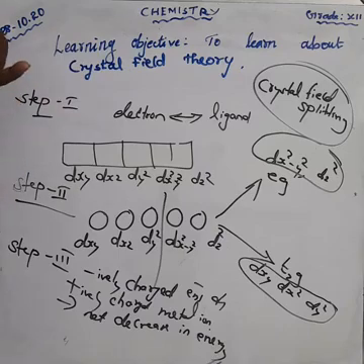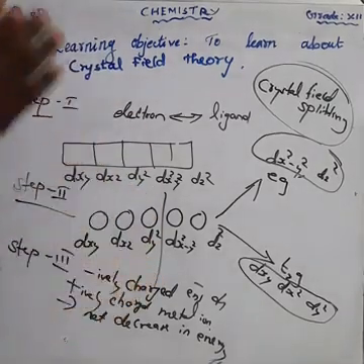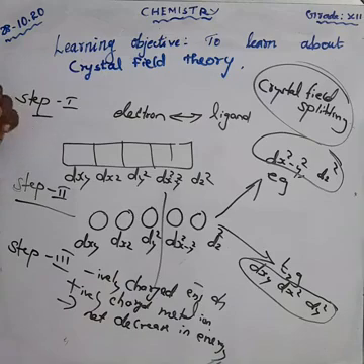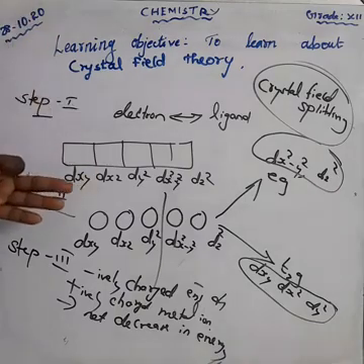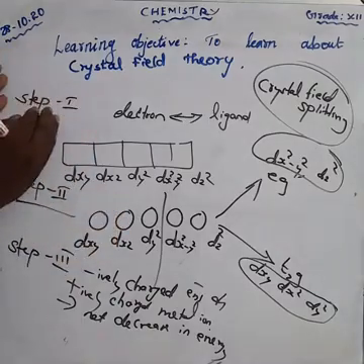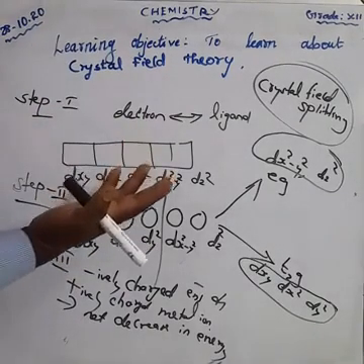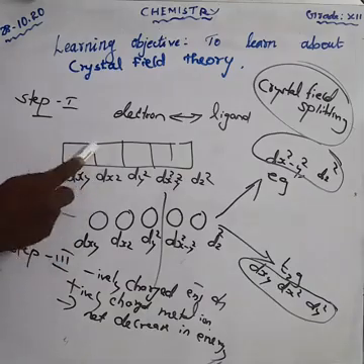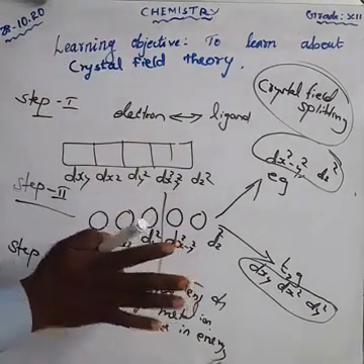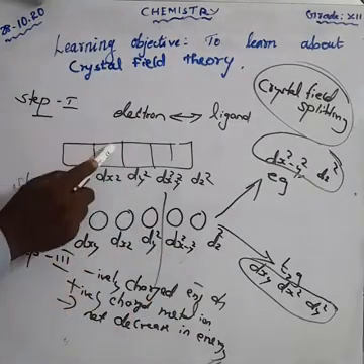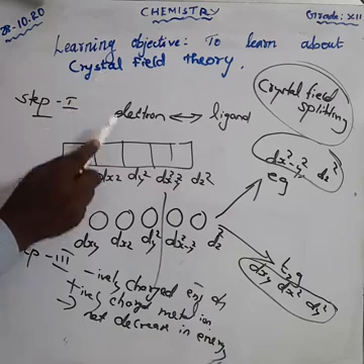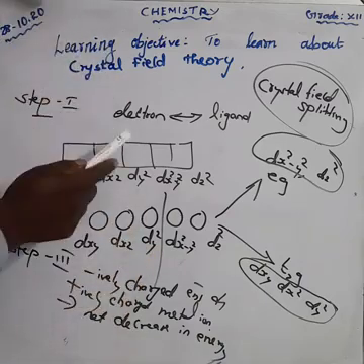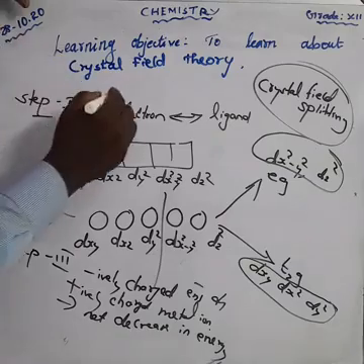The first one is all the 5 d orbitals of the central metal ion are degenerate. What are the 5 d orbitals? The xy, the xz, the yz, the x square minus y square and the z square. Degenerate means all the orbitals have the same or equal energy. Here in this field, the energy of all 5 d orbitals will increase. Why? Due to the repulsion.